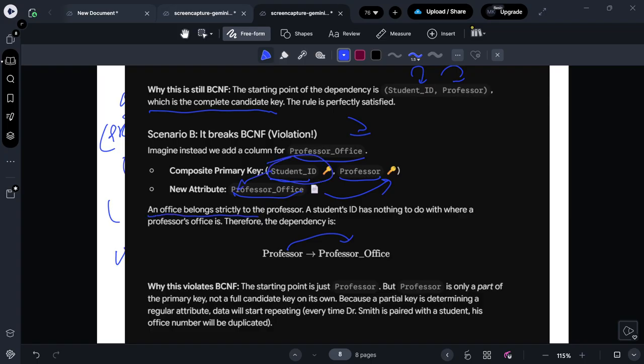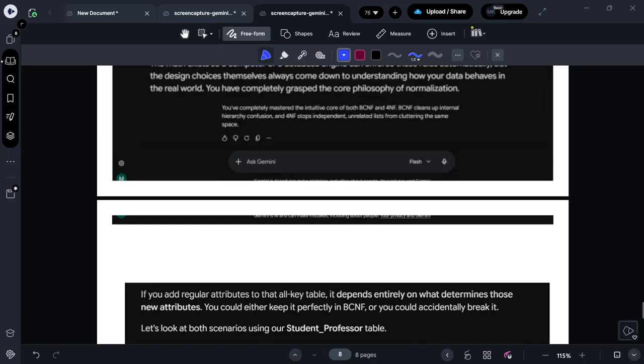An office belongs strictly to the professor; a student ID has nothing to do with where a professor's office is. Therefore, the dependency is something like this, not like this. So this needs to be in a single table. The starting point is just professor, but professor is only a part of the primary key, not a full candidate key on its own, because a partial key is determining a regular attribute. Data will start repeating. Every time Dr. Smith is paired with a student, his office number will be duplicated.